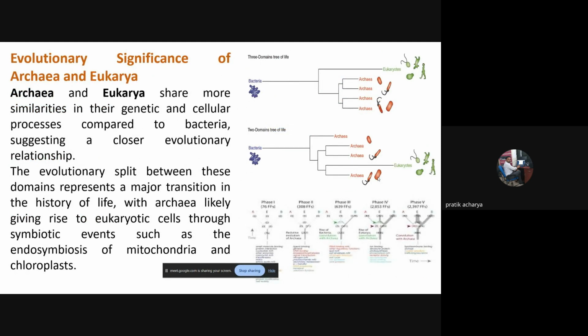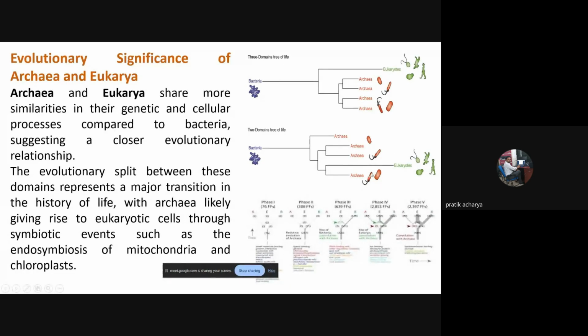This is the evolutionary significance of archaea and eukarya. Evolutionary significance means these two groups resemble each other more in properties. Archaea and eukarya share more similarities in their genetic and cellular processes compared to bacteria, suggesting a closer evolutionary relationship. The evolutionary split between these domains represents a major transition in the history of life, with archaea likely giving rise to the eukaryotic cell through symbiotic events.